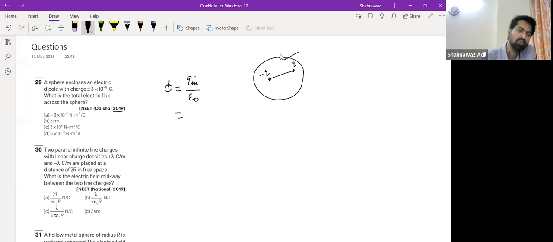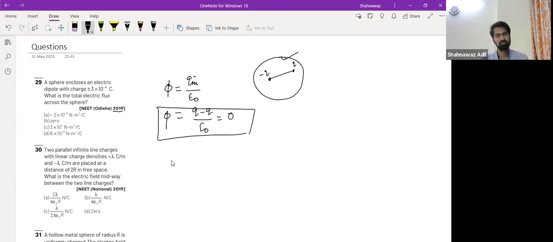Yes, sir. So what would be the total charge inside this sphere? 0. Yes, absolutely right. So Q minus Q by epsilon naught. So what would be the flux then? Total charge is 0, so flux would be Q enclosed, which is 0, by epsilon naught. So this is 0. So the answer would be 0.